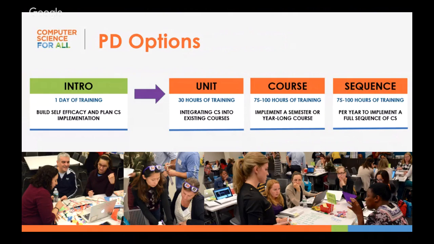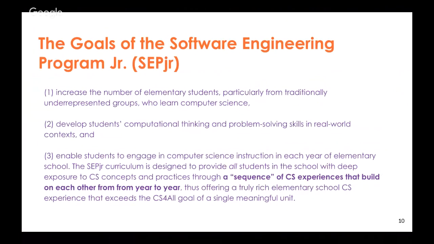Then we have the actual units, the meaningful units, courses, which are primarily for middle and high school. And then we have sequences. Sequences are the deeper dive, and they look to go beyond that meaningful unit in K-2, 3-5, middle school and high school. And that's kind of where SEPjr fits in.